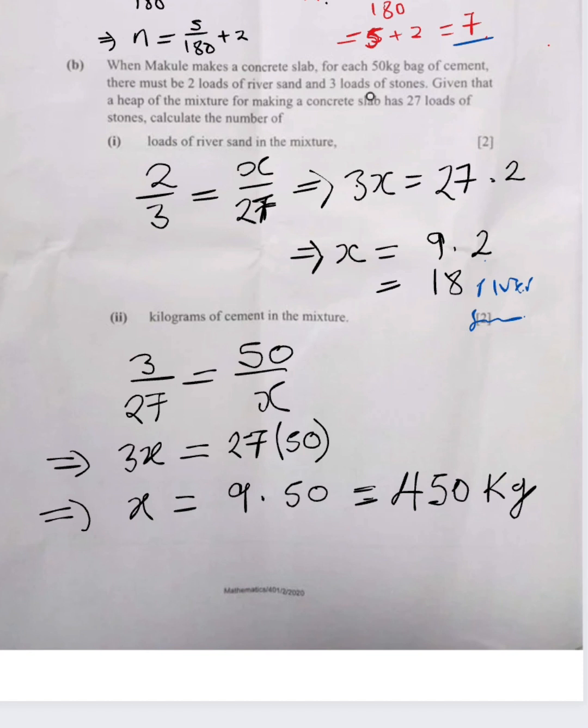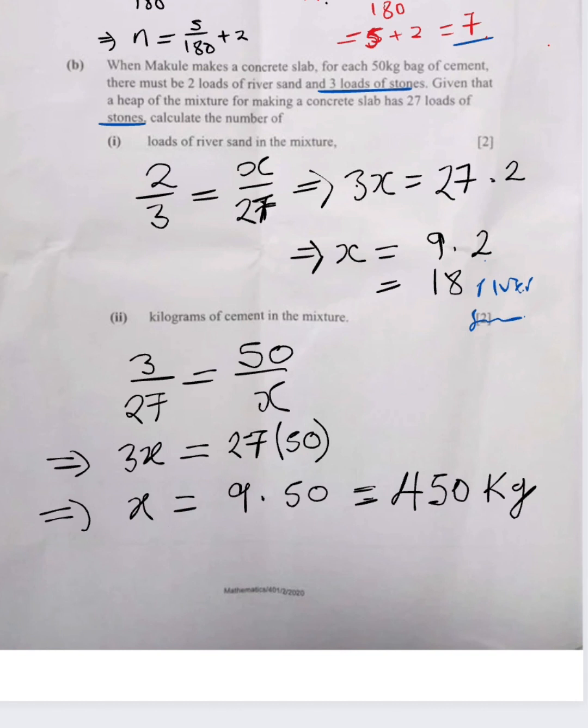We have 3 loads of stones. We can use this new loads of stones again. So that is 3 over 3 loads of stones divided by 3 divided by 27, right, should be equal to 50 kg divided by x kgs, which we are looking for. So this is just 3x is equal to 27 multiplied by 50, make x the subject of the formula.